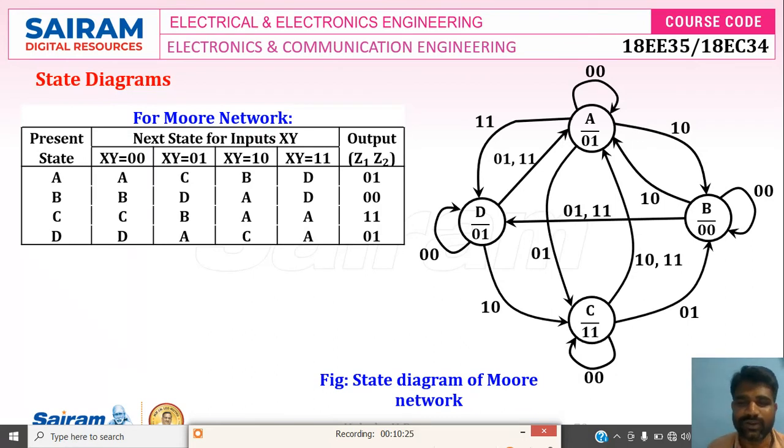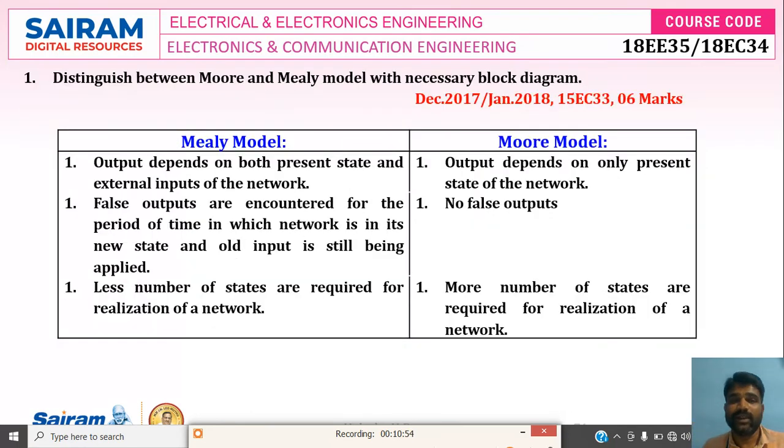Clear? So with this, the analysis procedure is completed. It starts from the logic diagram. From the logic diagram we write excitation and output expressions, from that the transition equation, from that the transition table, from the transition table the state table, and from the state table the state diagram. So analysis starts with the logic diagram and ends with the state diagram.